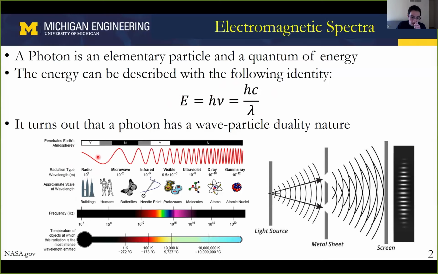But let's increase it all the way up to gamma rays. You can see that the frequency here is very high. This is the number of times it oscillates for some unit time. And the wavelength here is very small. And this is basically what a gamma ray is. And we will focus only on this particle.